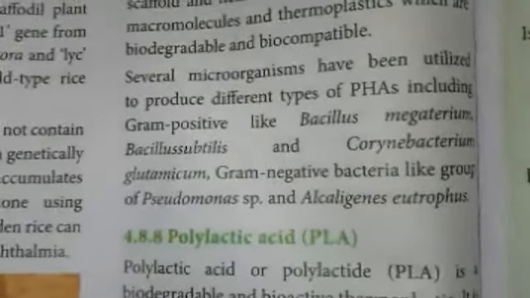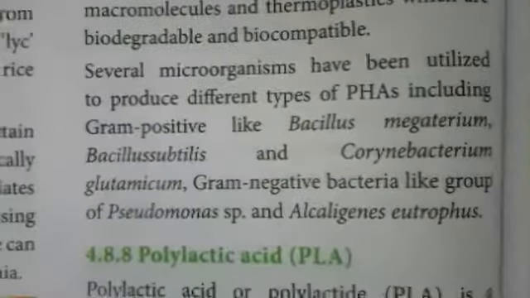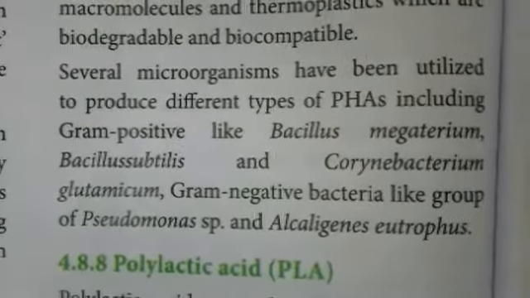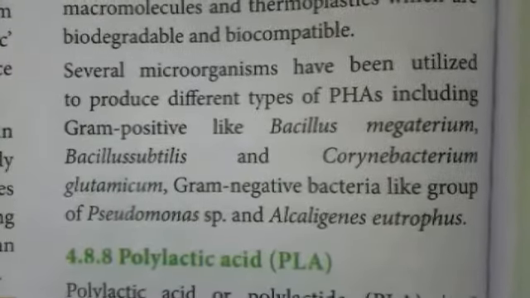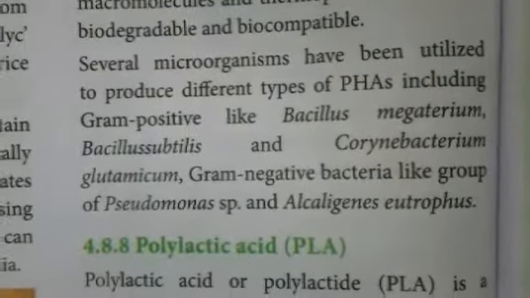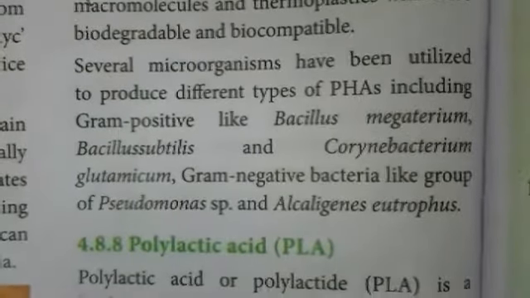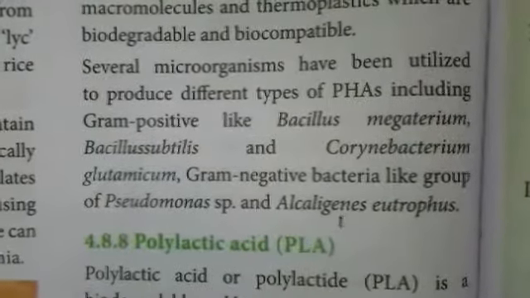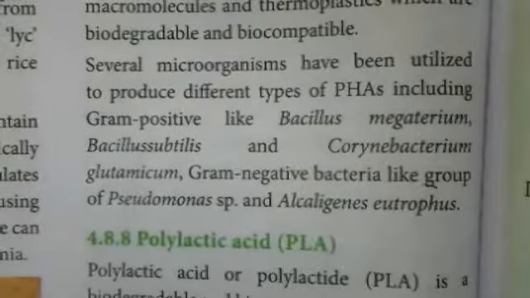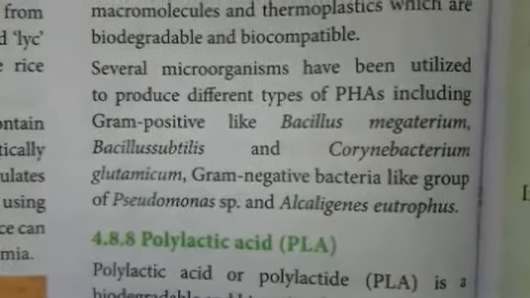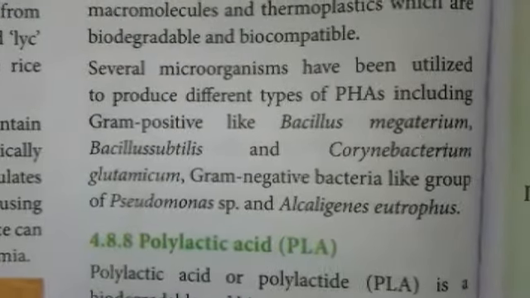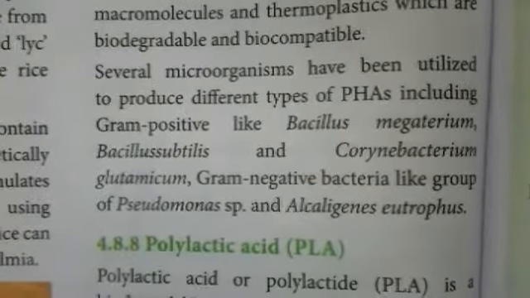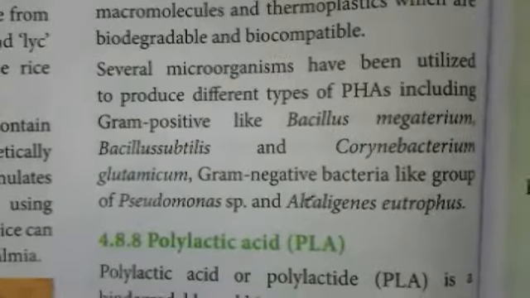Several microorganisms have been utilized to provide different types of PHAs, including gram-positive bacteria like Bacillus megaterium, Bacillus subtilis, and Corynebacterium glutamicum, and gram-negative bacteria like the group of Pseudomonas species and Alcaligenes eutrophus. So these microorganisms are used to produce different types of PHAs.